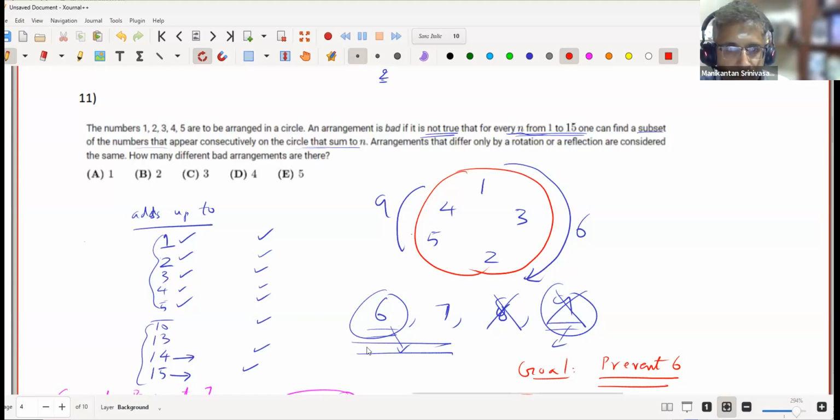Okay, no problem. So that was question 11. Was that the last question? Yeah, that was the last question in this paper, right? So let's go to the other test.